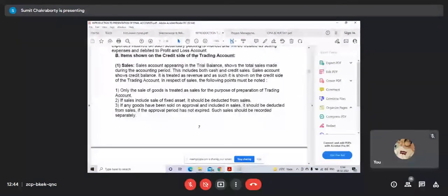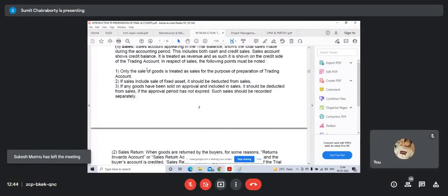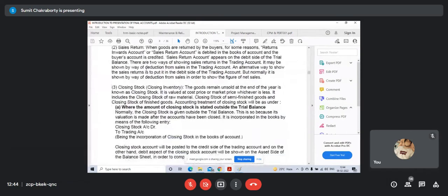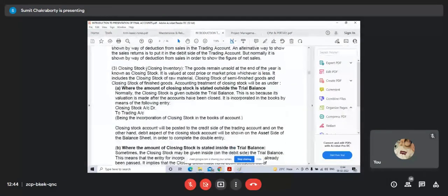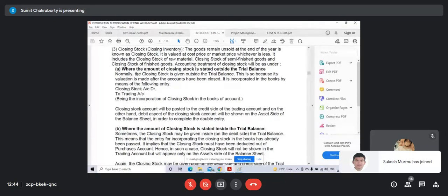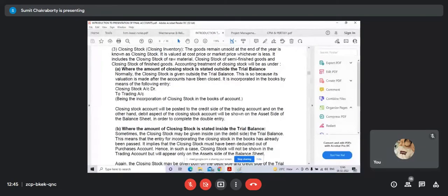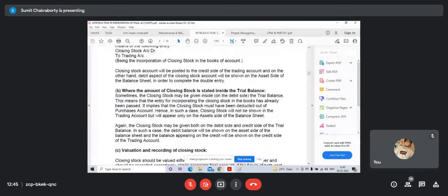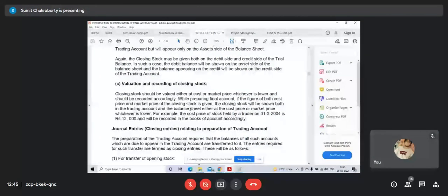Items shown on the credit side: sales. Now, sales, only sales, and sales returns, which means returns inward. Returns inward means the customer is sending back. And then closing stock, where the amount of closing stock is stated outside the trial balance. If it is included in the trial balance, do not consider the closing stock separately. But if it is not included in the trial balance, please do. So by closing stock on the credit side.